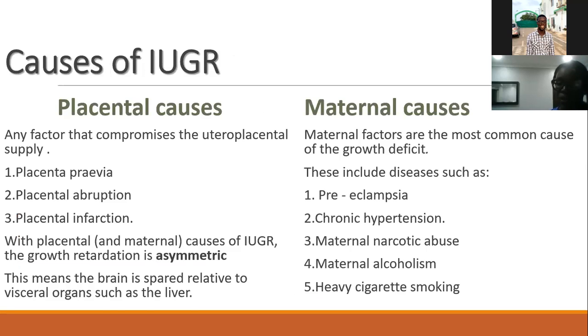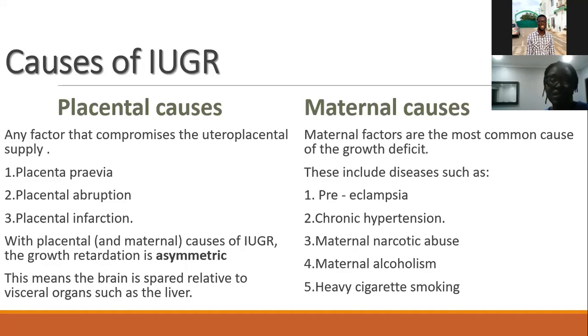Usually, the maternal causes would give you asymmetrical IUGR. So what that means is that the head is big, but the rest of the body is small. And usually this occurs because this insult or this problem occurs later in the pregnancy. So by that time, the head has already developed and it has attained its size. And then the rest is for the rest of the body to grow. And so at the time that this occurs, the head is already okay. So the head size is bigger compared to the body.